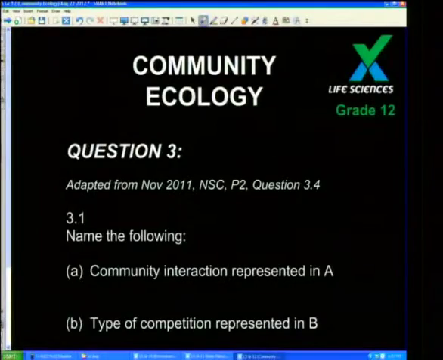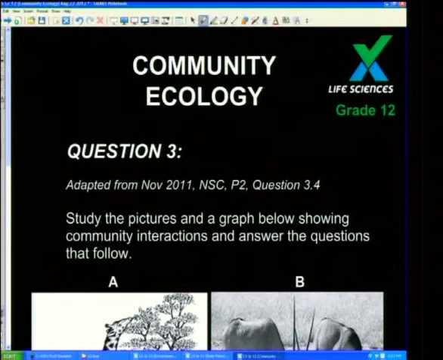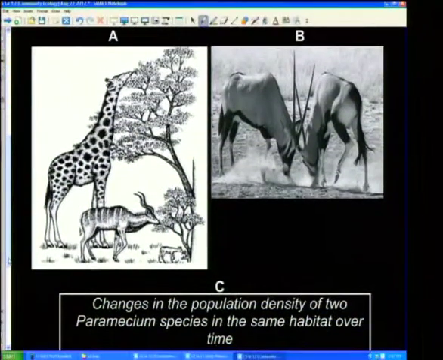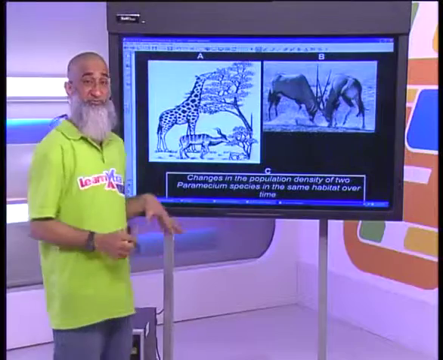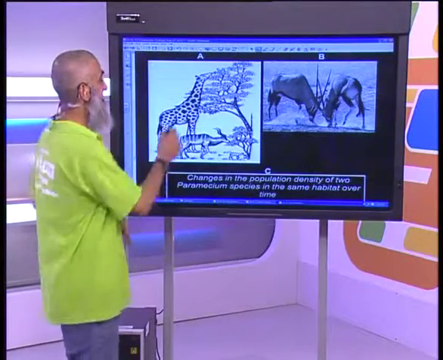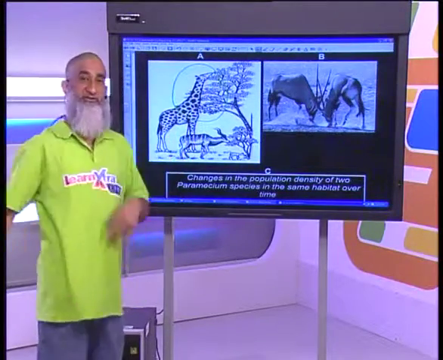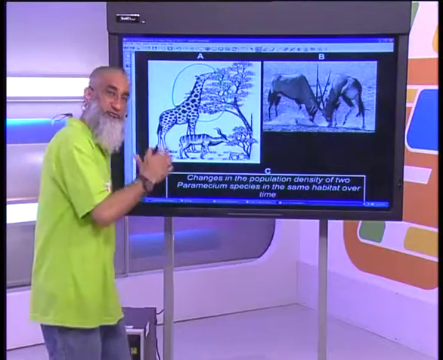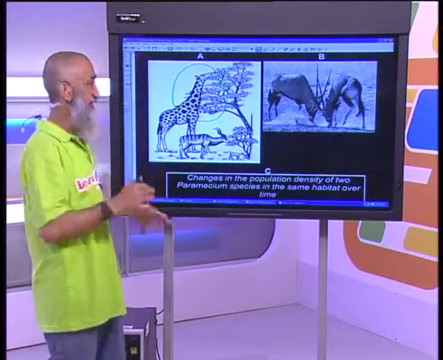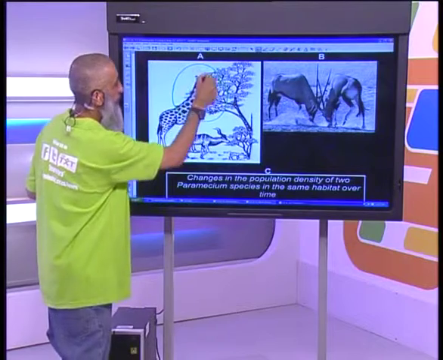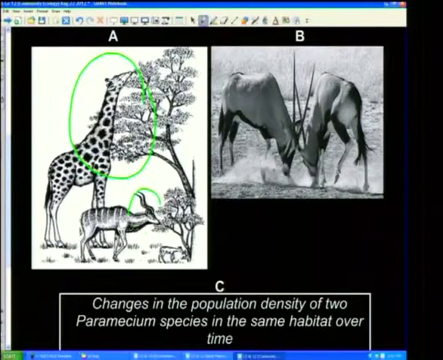They say, name the community interaction represented in A, and I want to look at this one especially. Look at this one here. Many learners, this came from last year's paper, by the way. Many learners, the minute they saw a giraffe, they say Lamarck. This has got nothing to do with evolution, guys. This is environment. Now, here what you are seeing, you're seeing a tall organism, a slightly shorter organism, and an even shorter organism. And what's happening is they have different eating areas. And because they have different eating areas, they can coexist.